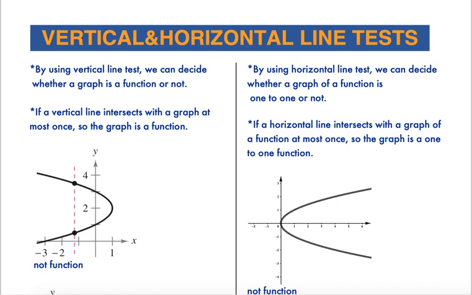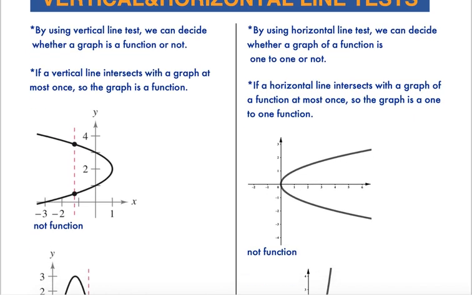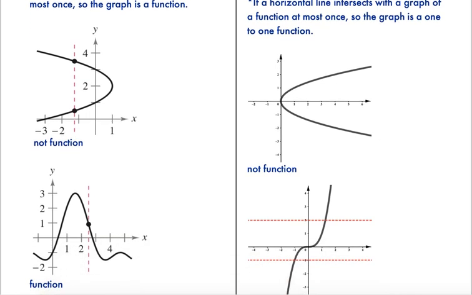By using the vertical line test, we can decide whether a graph is a function or not. If a vertical line intersects a graph at most once, then the graph is a function. We studied this in grade 10. For example, look at this graph.